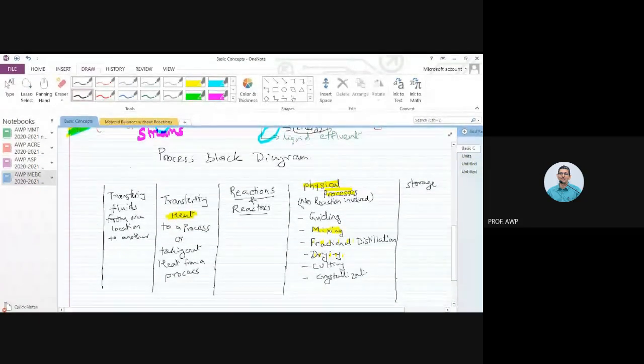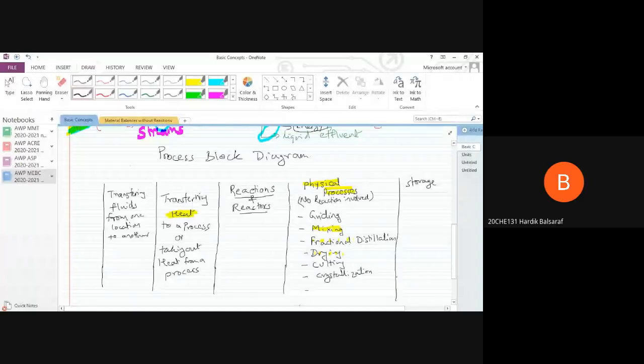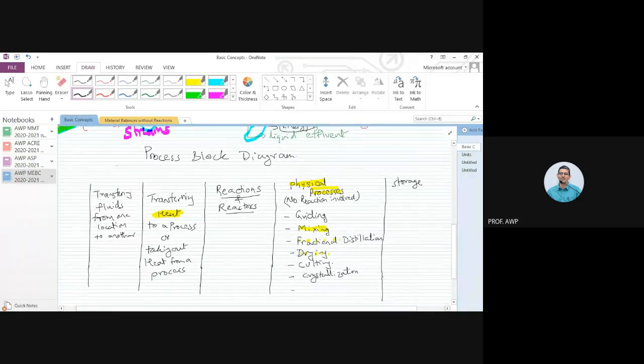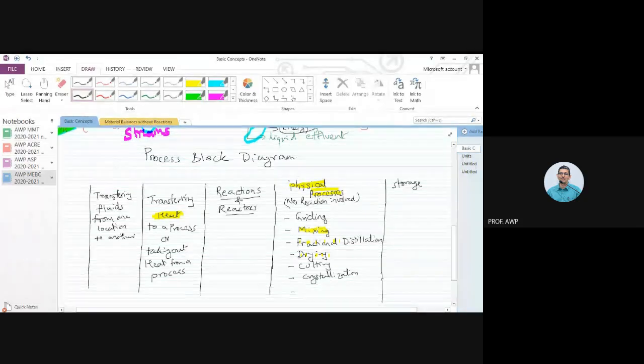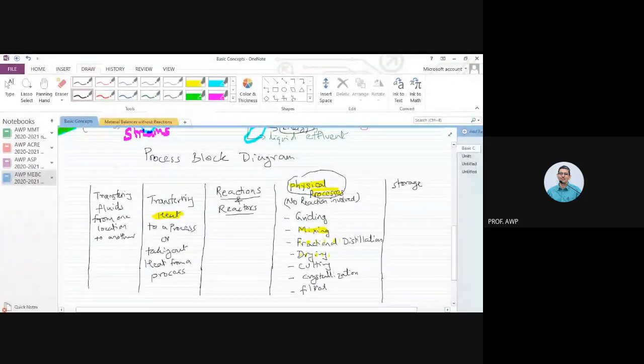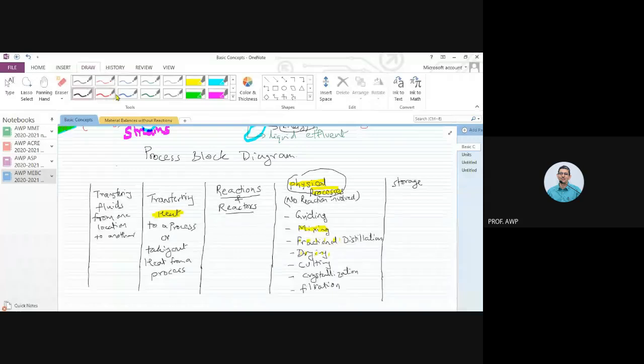Have you done crystallization anytime? Yes. So it's a way of purifying. Drying is a way of purifying. Distillation is a way of purifying. So yes, you are right, purifying, but that purification consists of several different kinds of operation. That's why we are clubbing them all into physical processes. Filtration. Filtration is separating one component from another component. Separating liquid from solid.